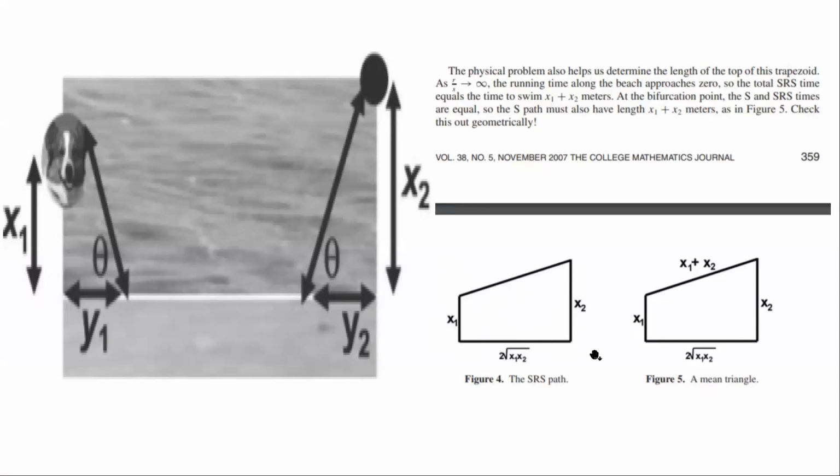There's going to be some magical distance where the direct path like this is going to be the same as the path like this. Anybody know what speed I'm assuming the dog has on land? Very fast, I guess. Yeah, I might even be assuming an infinite speed on land. That's maybe a little too fast.